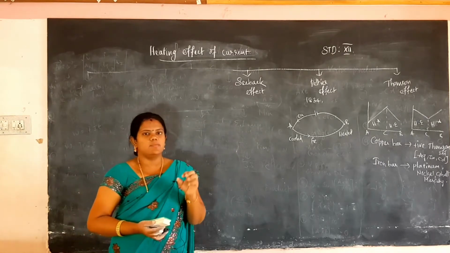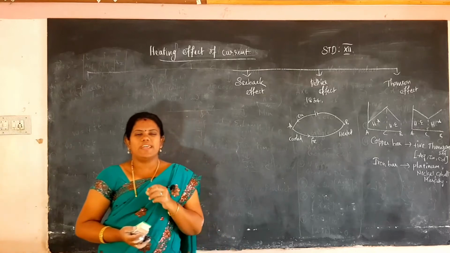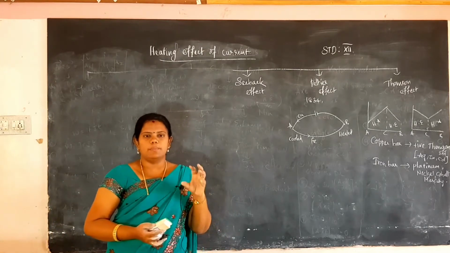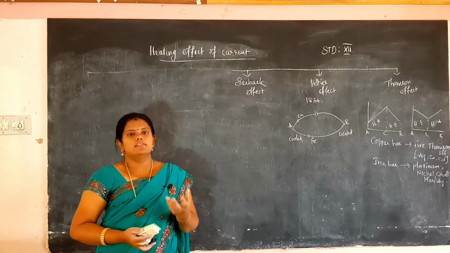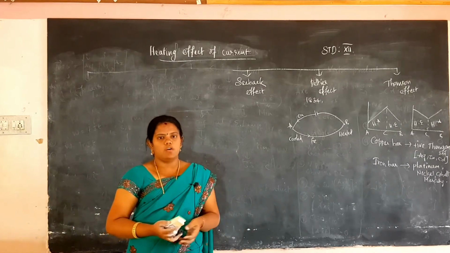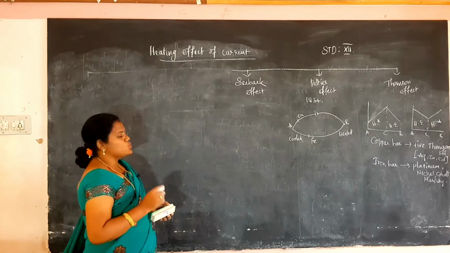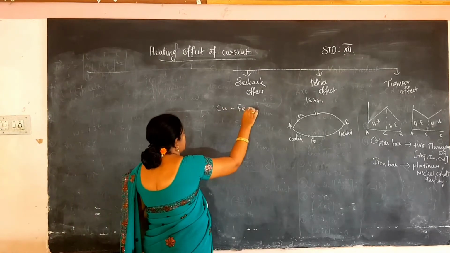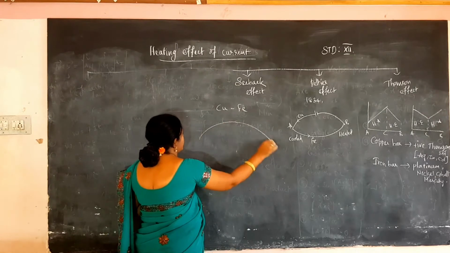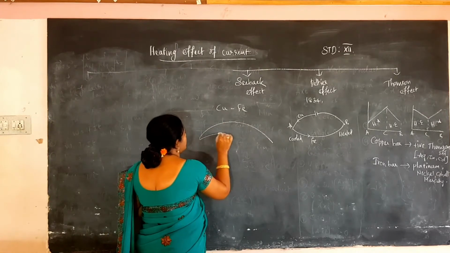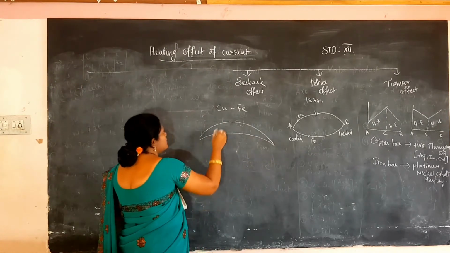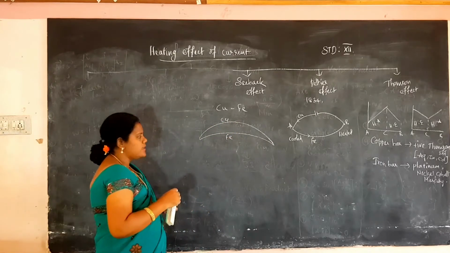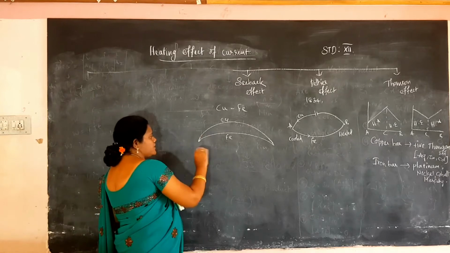Seebeck is a scientist. He gave one effect to explain how electricity applied to two metals creates a temperature difference. That was explained by Seebeck. Okay, he took 2 dissimilar metals, copper and iron. The 2 metals are fixed and joined at the ends, copper and iron. Okay, 2 metal எடுத்துக்கறாங்க. 2 metalோட end point join பண்ணிட்டாங்க.